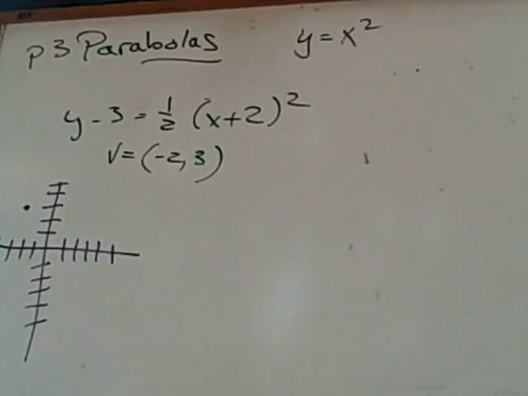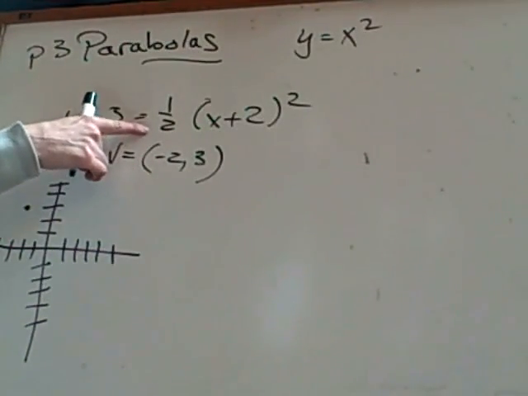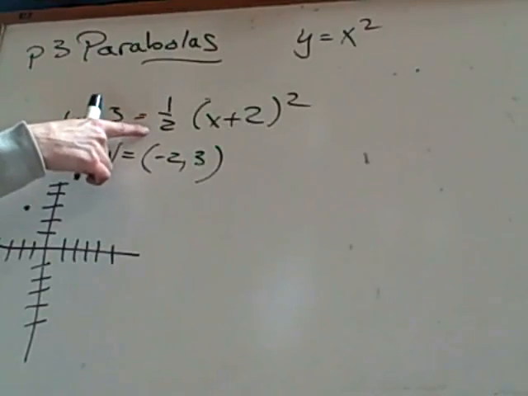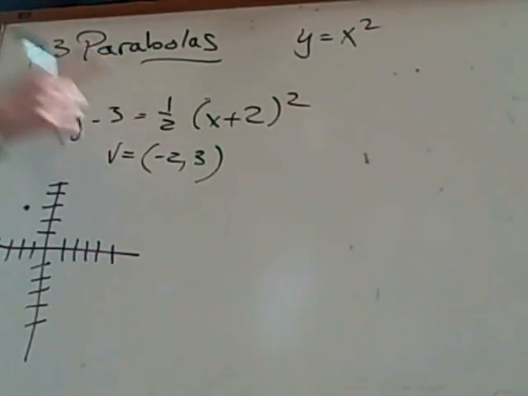Now tell me, is this going to open up or down? It's going to open up. And it's going to be really fat, right? I don't know if I'd call it really fat, but it's definitely wider than a regular one because this number's absolute value is between 0 and 1. So yes, it will be wider.